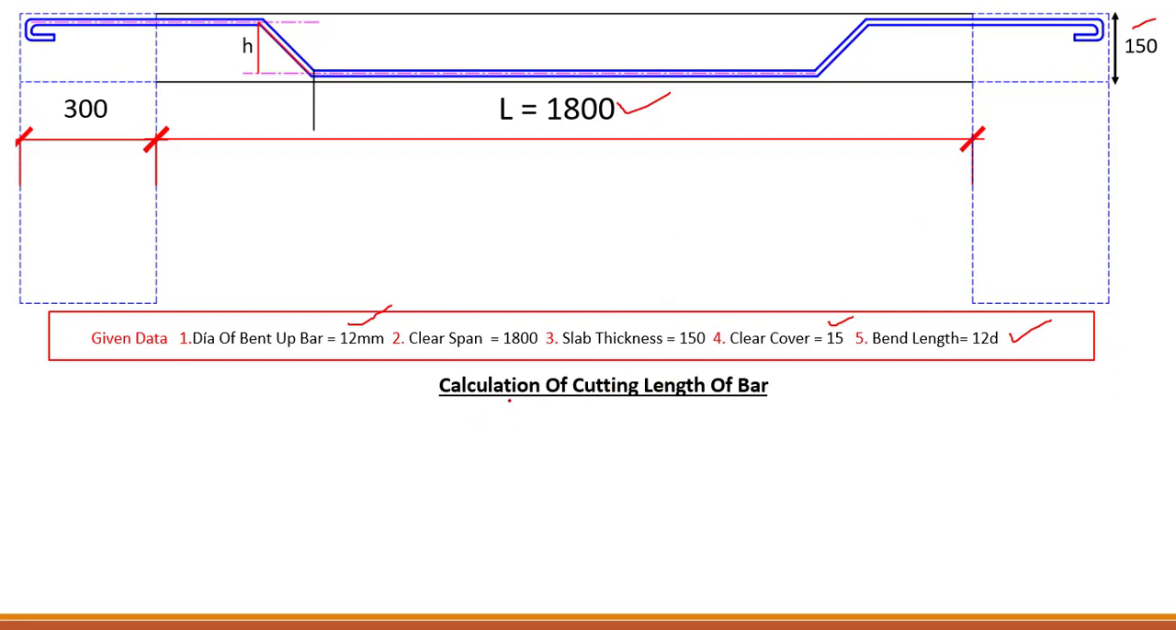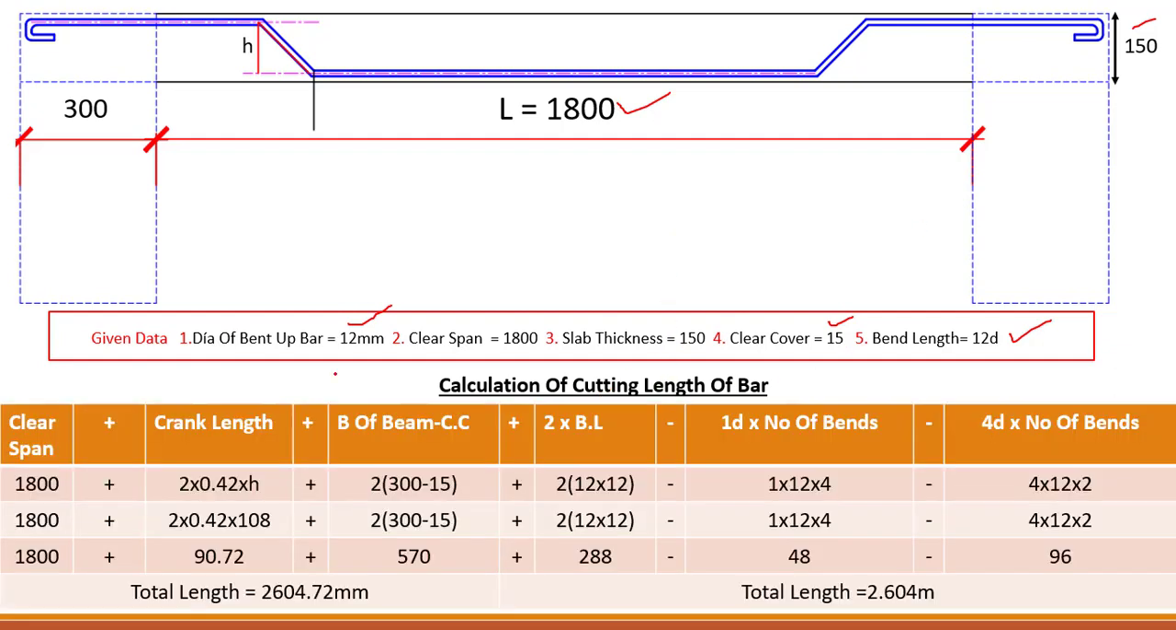Let's find out the calculations for the cutting length of this bar, and for cutting length this is the formula: clear span, okay, right from this position up till here, this is the clear span. Okay, and next to it we have crank length. And what is crank length? In clear span we have taken this dimension. This is basically the crank right from this position up till here, this is the crank. Okay, and in clear span we have taken this dimension right from here up till here, this horizontal dimension.